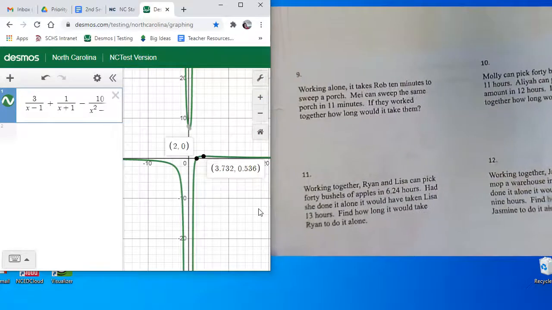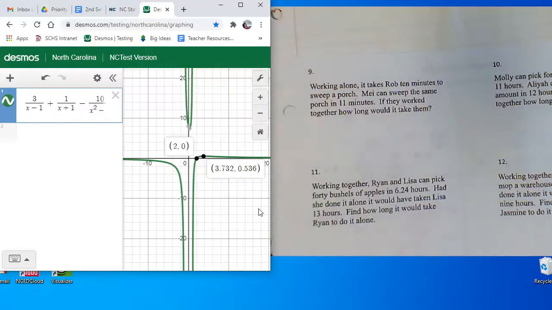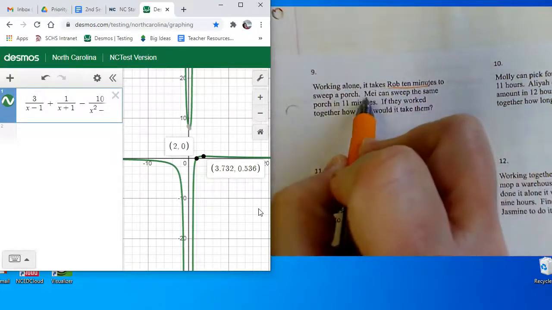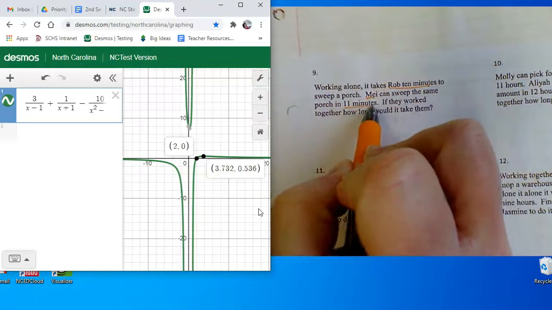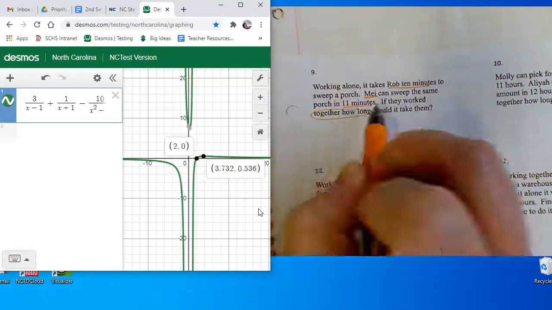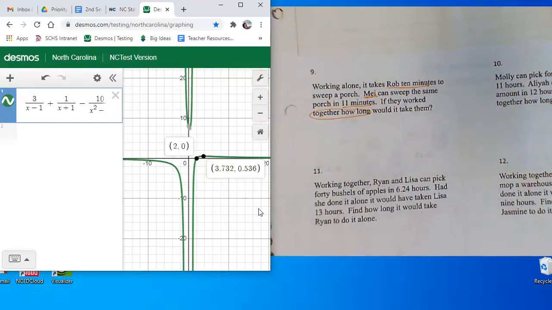So number 9 says, working alone, it takes Rob 10 minutes to sweep a porch. May can sweep the same porch in 11 minutes. If they work together, how long would it take them? So Rob, it takes 10 minutes. May can sweep it in 11 minutes. And we're looking for how long it would take together.